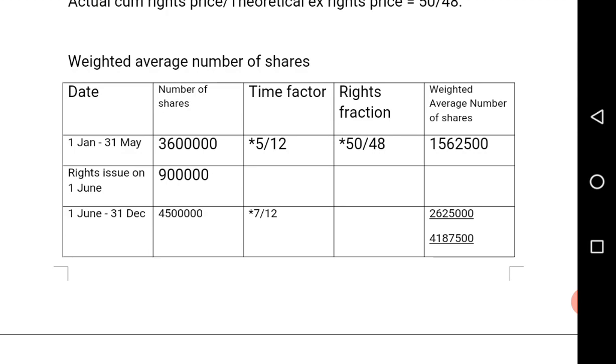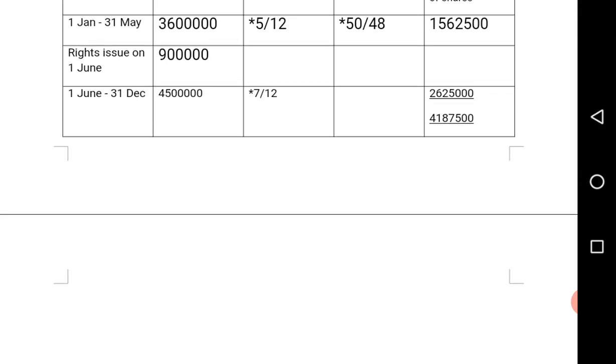We sum it up, then we get the weighted average number of shares. Don't forget that the earnings calculation doesn't change, and the rights fraction is done for the period before it was issued. It's calculated for the period before it was issued.